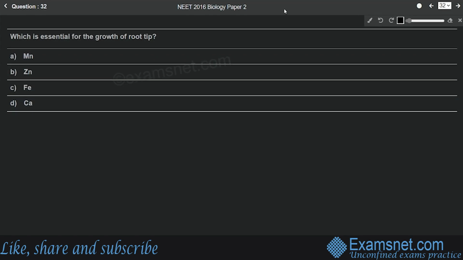Question number 32 is from the chapter Mineral Nutrition, and the question is which is essential for the growth of root tip? Options are manganese, zinc, iron and calcium, and the correct answer is option D, calcium. Okay, so we know that the tissues responsible for the division and differentiation of roots and shoots are meristematic tissues, right? Meristematic tissues. And the mineral responsible for their dividing activity is calcium. And this way the calcium helps in the growth of root tip.